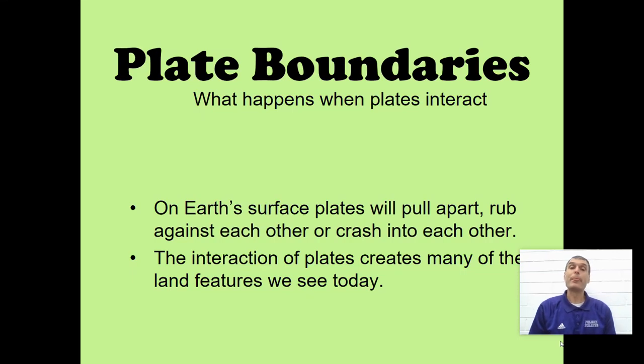All right, class. We've pretty much come to the conclusion that plates on our planet are moving around. So the question is, what happens when those plates interact with each other? Well, plates on the surface can pull apart from each other, they can rub against each other, and they can crash into each other. Those are the different types of interactions they can have. And when they do that, it creates many of the land features that we see today.